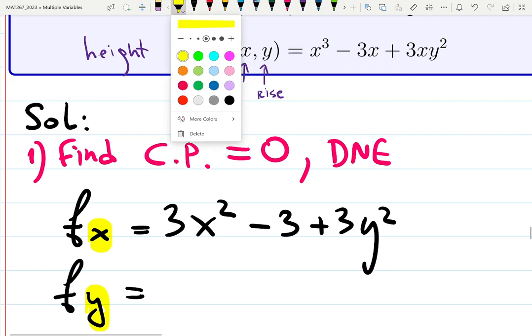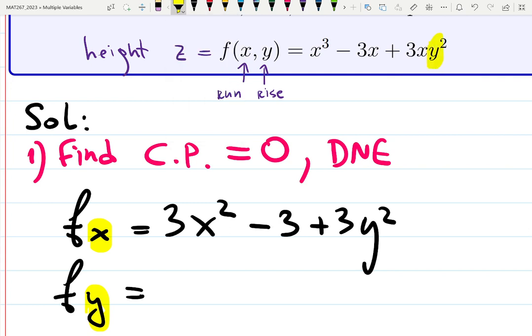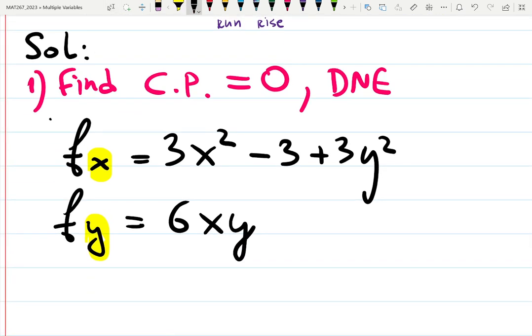Everything else is a constant. Y is only here, so everything else gives you 0. X cubed gives you 0, it's a constant. Minus 3x gives you 0. And the last piece gives you 6xy. I like to put it in the system, but you don't have to.